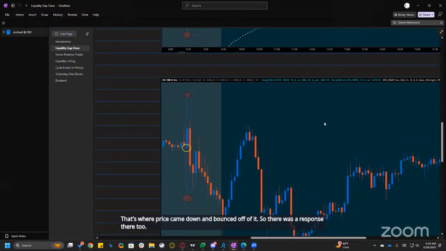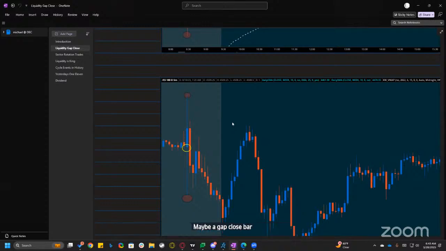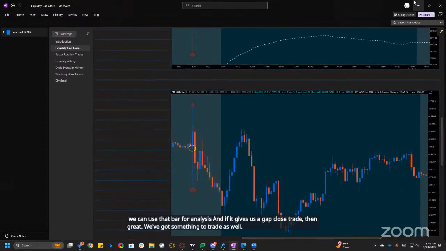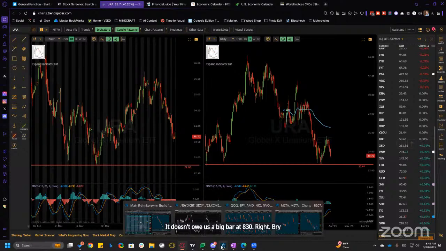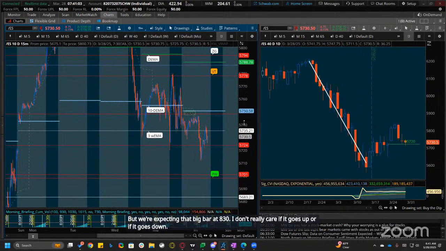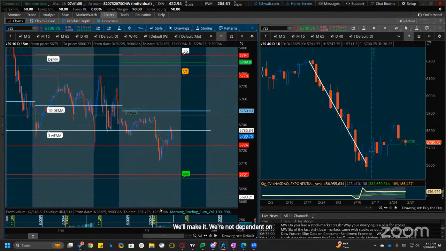So at 8:30, we're going to get data. It could provide a really big bar, maybe a gap close bar, maybe not. But if it gives us a big bar at all in any way, we can use that bar for analysis. And if it gives us a gap close trade, then great, we've got something to trade as well. It doesn't owe us a big bar at 8:30, right? Price can do whatever it wants, but we're expecting that big bar at 8:30. I don't really care if it goes up or if it goes down. We'll make it, right? We're not dependent on it going one direction or another.